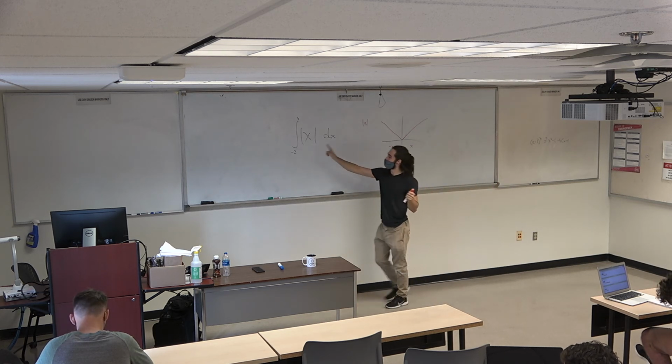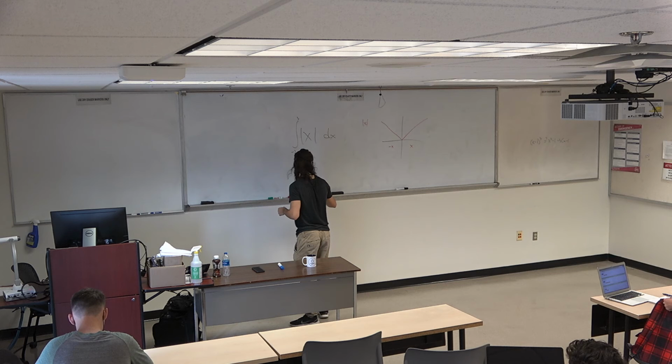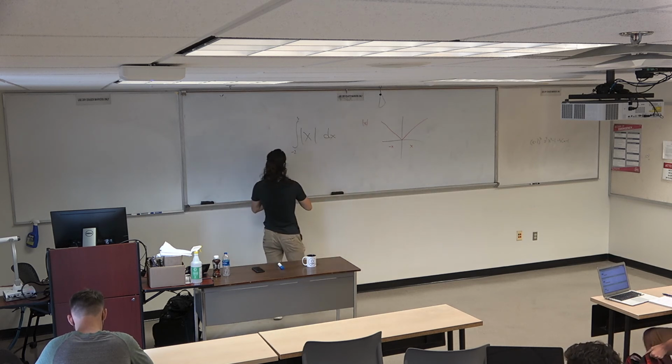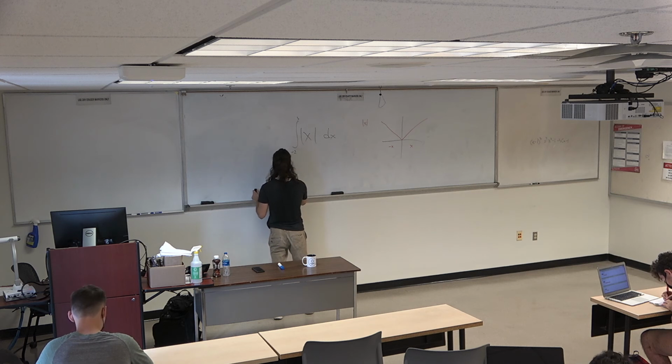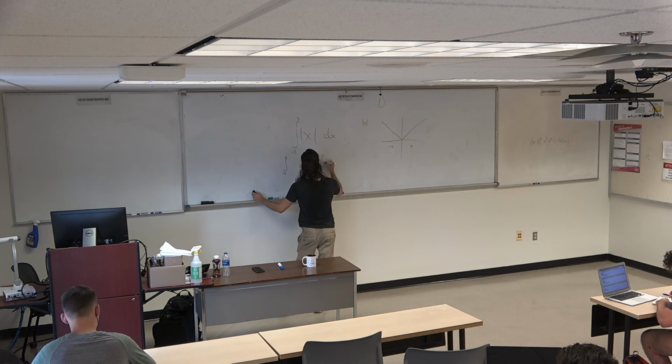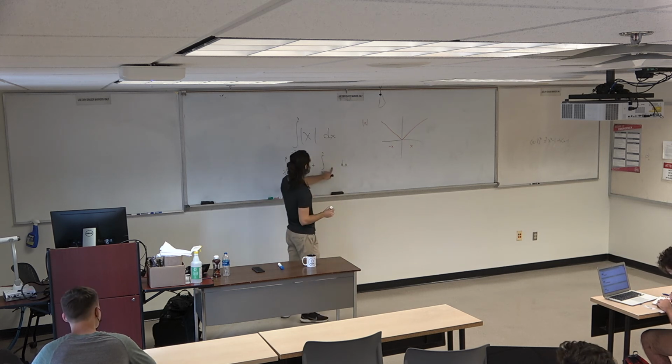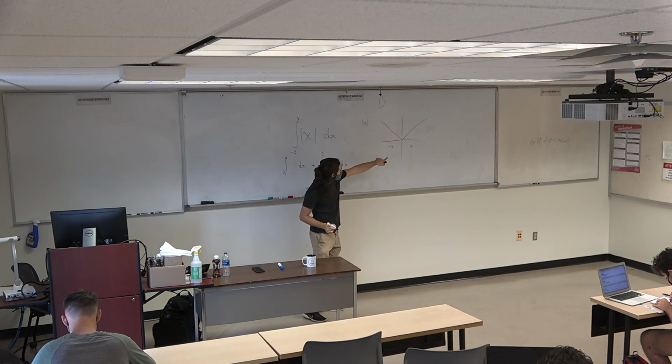So indeed, the way that you can handle an integral like this is you can simply split it up into two integrals. One on the left side and one on the right side. On the right side, you replace the absolute value with what it is over there.